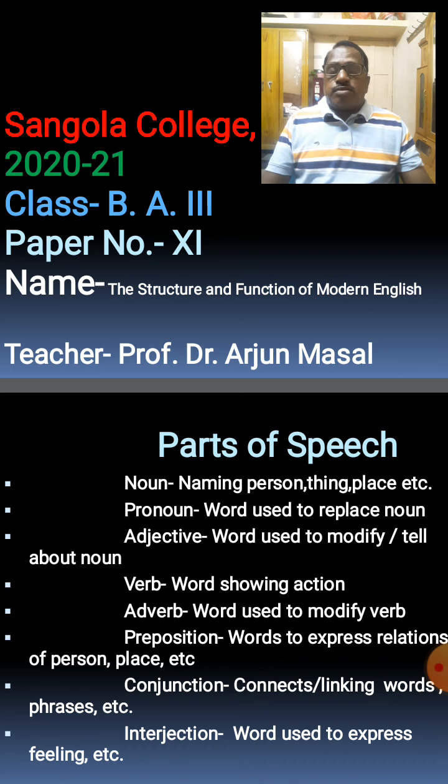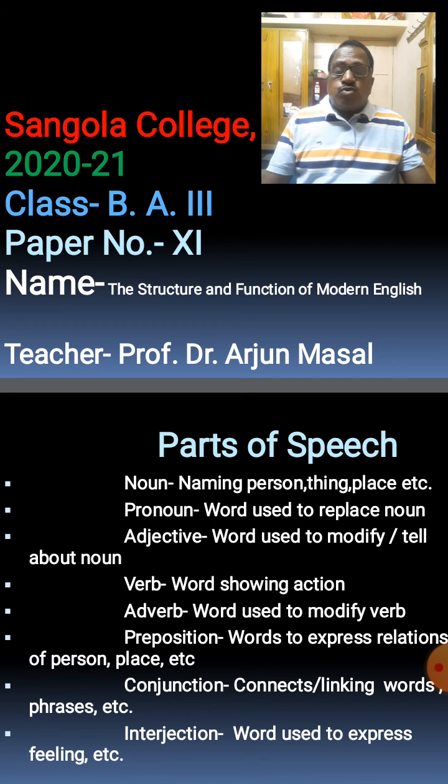Next, adverb. Words which are used to modify or qualify verbs. For example, Ram runs fast. Sita walks slowly. Here, Sita, noun, walks, verb. How does Sita walk? Slowly. Slowly is an adverb.